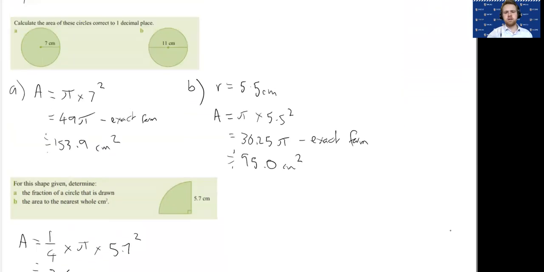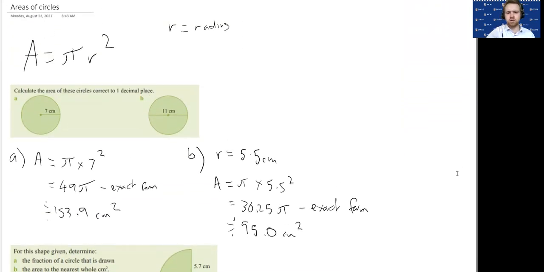Well, there you have it. It's areas of circles. Make sure you find the radius first. If it asks you to leave an exact form, you leave pi in your answer and you simplify everything else. So you still have to do 7 squared or whatever it is. It's only the pi that remains that you don't change.